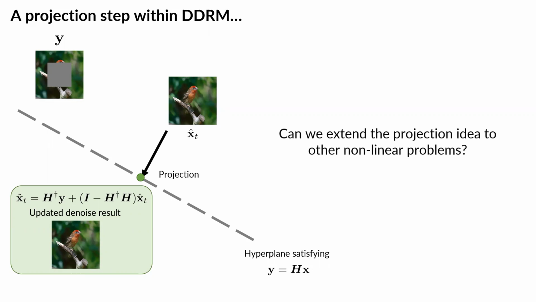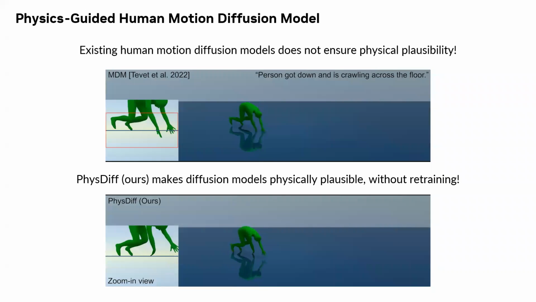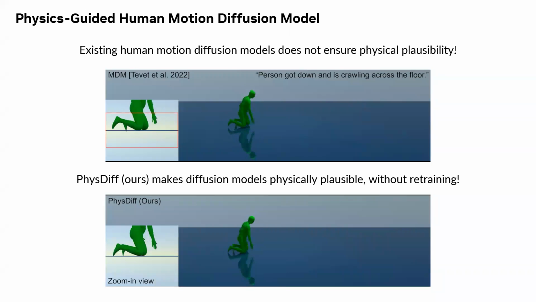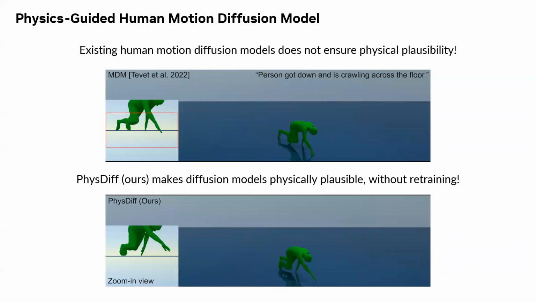In this case, we're interested in whether we can extend the projection idea to other nonlinear problems. Specifically, we are looking at the case of human motion. Here are some results from a human motion diffusion model. If you render it in the real world, you can see that this hand sinks under the ground, and sometimes the feet are above the ground. These are not physically plausible. But using this projection idea, we're able to make the pre-trained diffusion model physically plausible without retraining the model. Even though, I have to say, these might not be biomechanically the most efficient.